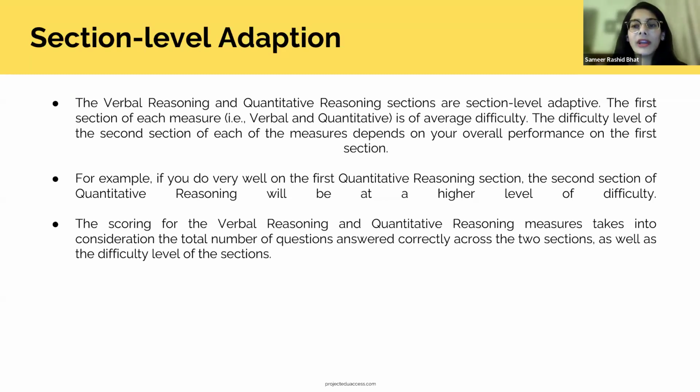And these sections are section level adaptive, which means that if you've done a verbal section and let's say you did really well on that, then when you get your second verbal section, the difficulty level will match your performance in the first section. So if you've done very well, your next verbal section is going to be a bit harder. Which is why, by the way, the good thing about that is you don't need to fret too much. If you feel it's very difficult or you can't do it at all, the scores also adapt accordingly.